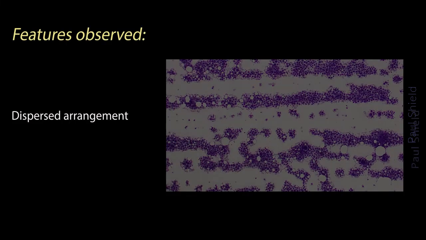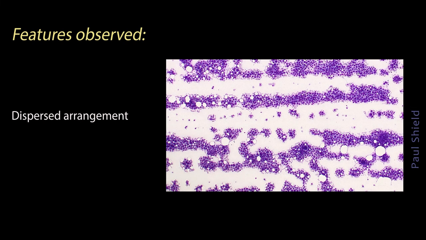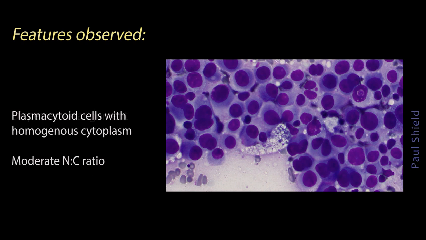So what's your diagnosis based on the findings that we've looked at? What do we see? So the cells were arranged in a very dispersed arrangement, really no groups at all. The cells themselves were plasmacytoid, almost all of them, fairly homogeneous cytoplasm. There were quite uniformly round nuclei, lots of binucleation.